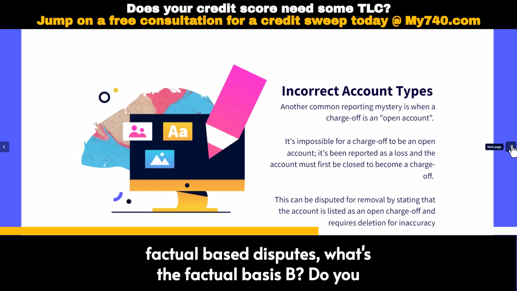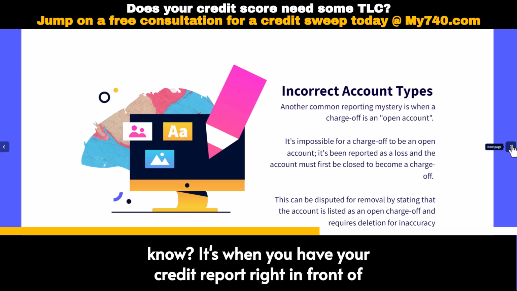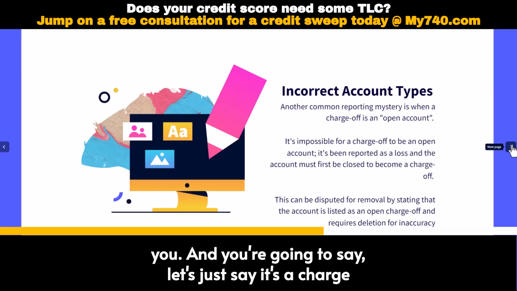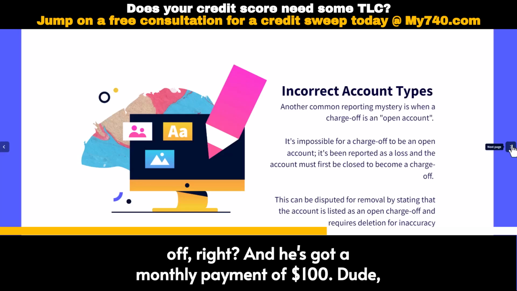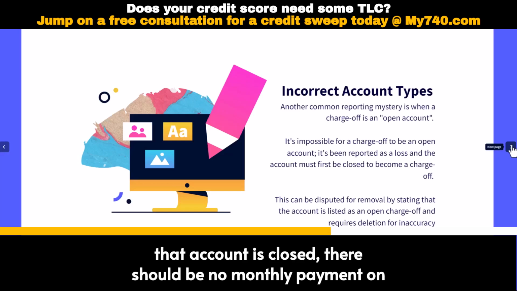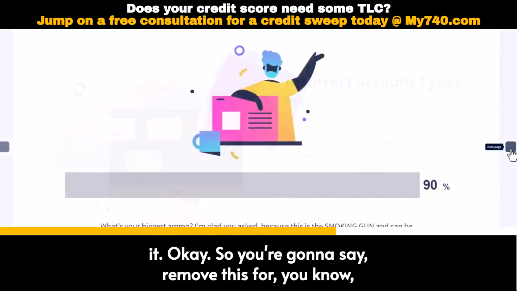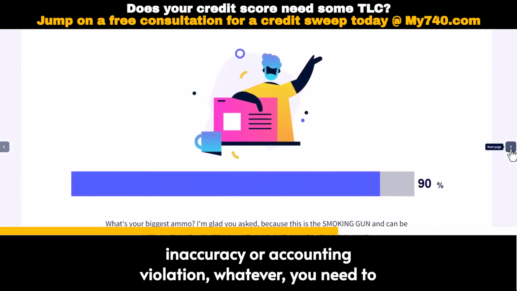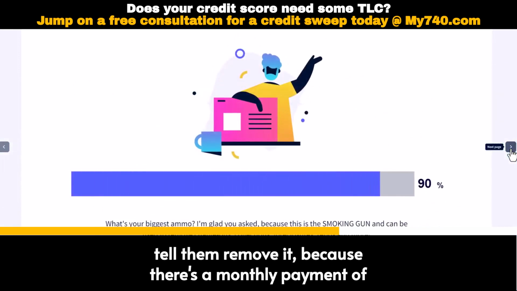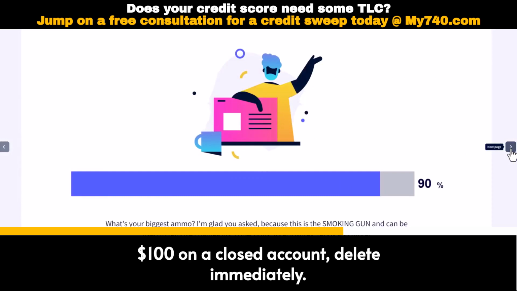Now, incorrect account types. Another common reporting mystery is when a charge off is listed as an open account. It's impossible for a charge off to be an open account. It's been reported as a loss and the account must first be closed to become a charge-off. This can be disputed for removal by stating that the account is listed as an open charge-off and requires deletion for inaccuracy. Now, another thing you want to keep in mind, I see this all the time with collections. A collection must actually be closed. You cannot have an open collection, okay?